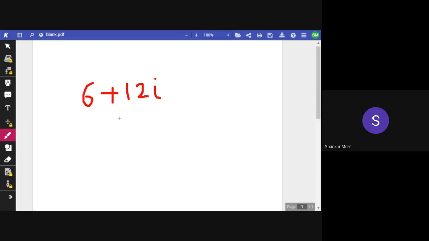Now see, Sankalp, can we write this tan inverse of 12 by 6 as tan inverse of 2? Yes, we can write it. So you have to simplify it.